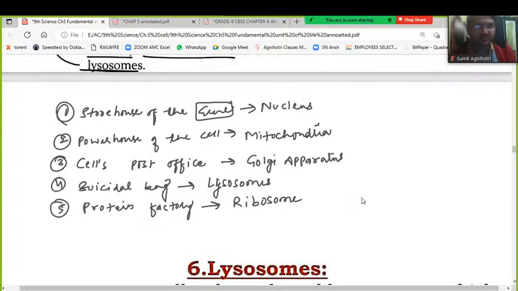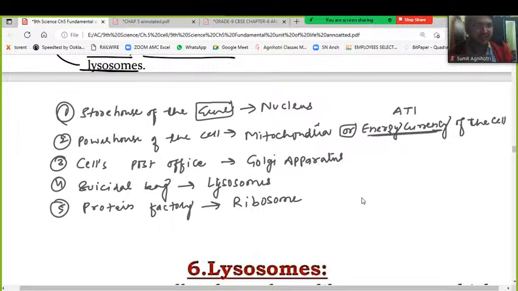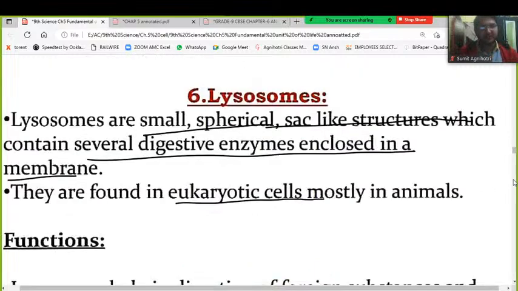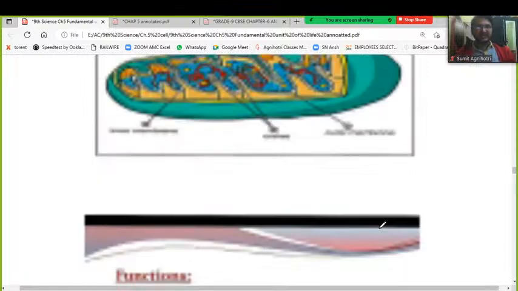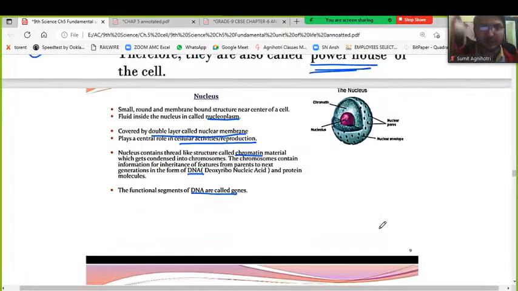Powerhouse of the cell, or energy currency of the cell. You can just write it, energy currency of the cell. And what is the energy currency? This is adenosine triphosphate. It is stored as ATP. Then after mitochondria that we have discussed, I want you to go through this quick revision.